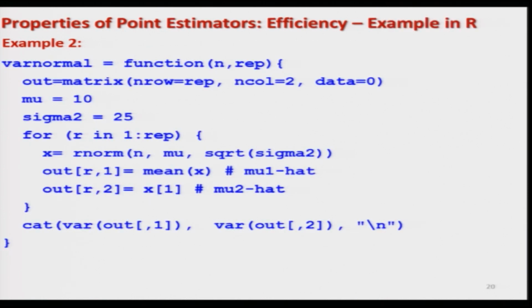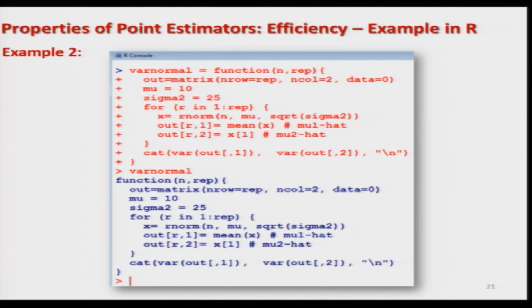So, this is the program which you can actually use. You can see here it is trying to generate the random numbers from the normal population, and then we are trying to find out its mean. And then, from the values of mu1 hat and mu2 hat, we are trying to find out their variances, which you can see here. Okay, so this is the program, the screenshot.